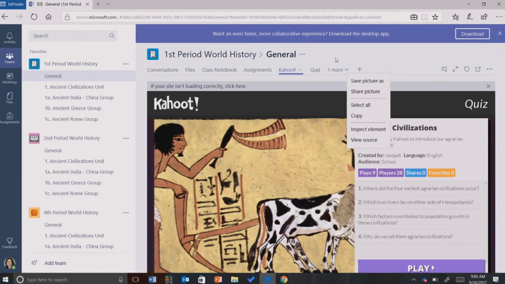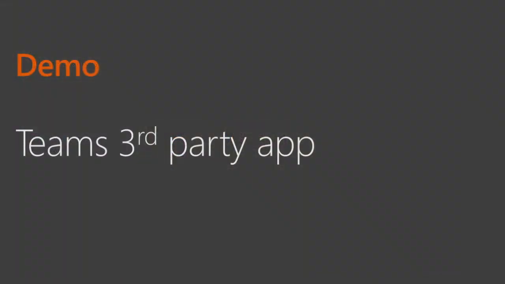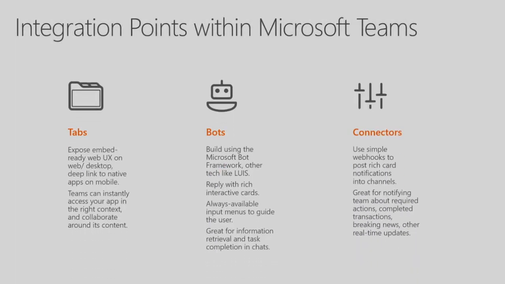Okay, going back to our slides. Teams provides various integration points. The three key integrations would be creating a tab. Basically what we showed, Kahoot, you can add a tab.